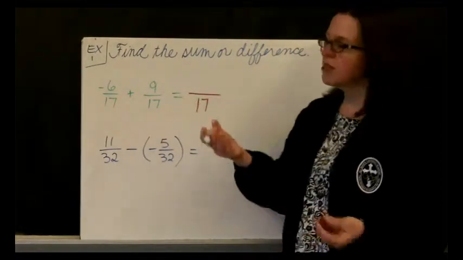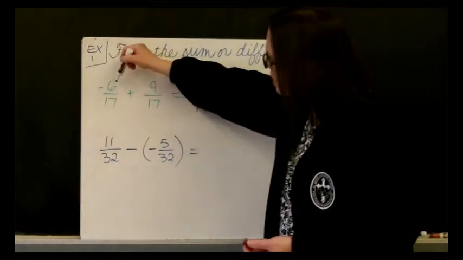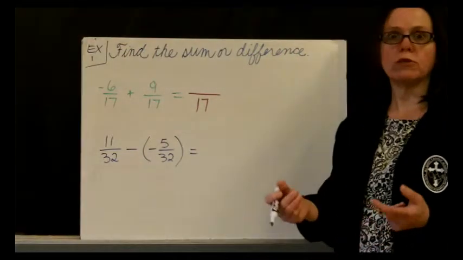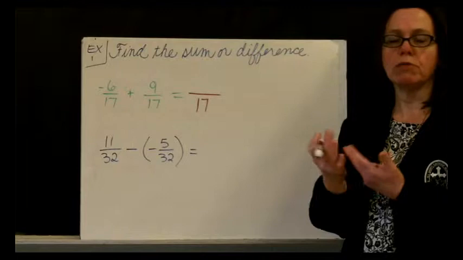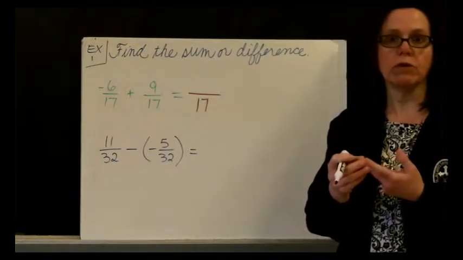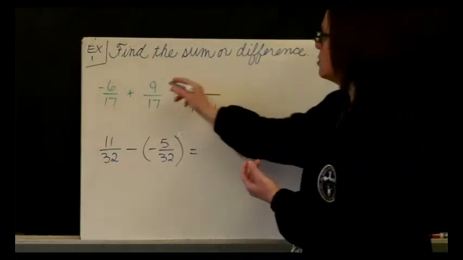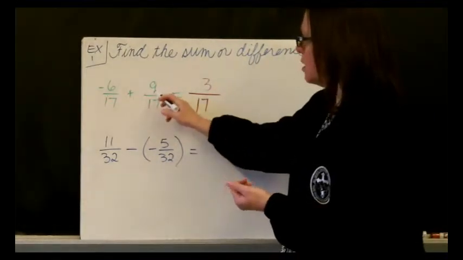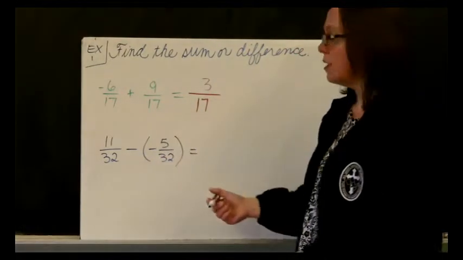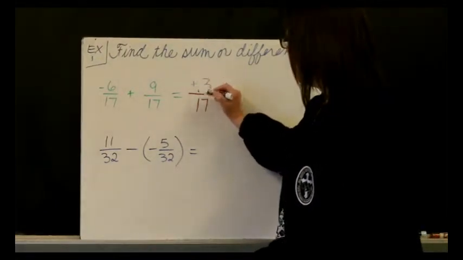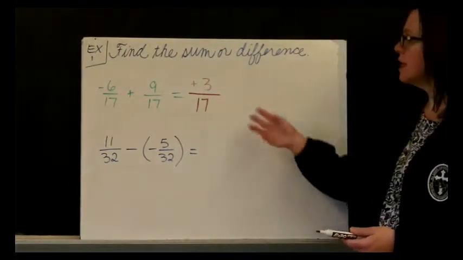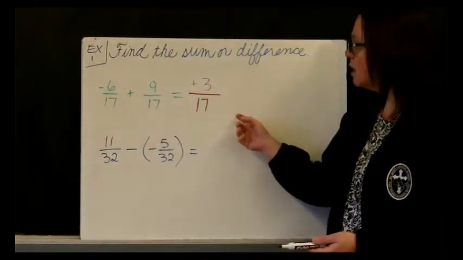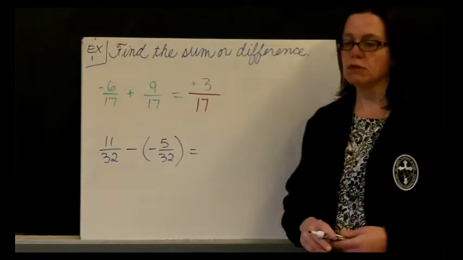And now here's the part that's a little different. Here we have a negative 6 in the numerator and a positive 9. Remember, the rule of integers tells us that when we are combining a positive and a negative number, we subtract the 2 numbers, which gives us 3. And because the 9, which is the bigger looking number, is positive, our numerator is positive. So negative 6/17 and a positive 9/17 gives us a positive 3/17.